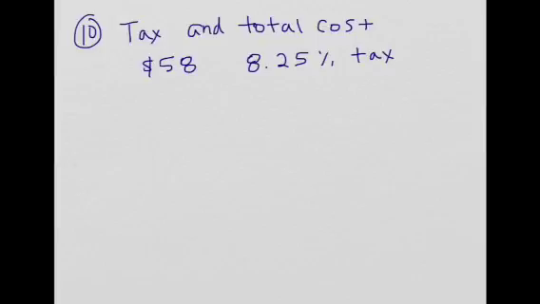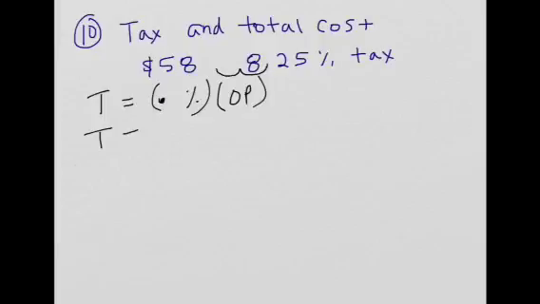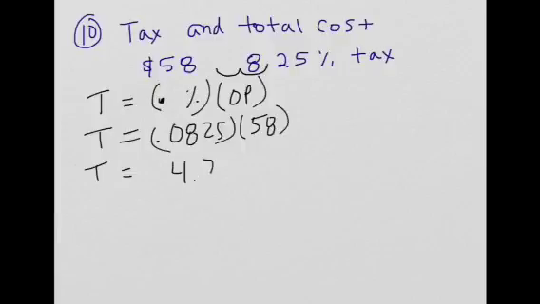Tax and total. So our tax formula is equal to, again, percent, change it to a decimal, times your original price. So our tax rate is 8.25%, so we're going to move it 2 places to the left, 0.0825 times our original price, which is going to be 58. So our tax is going to be $4.79. We rounded to the nearest penny.